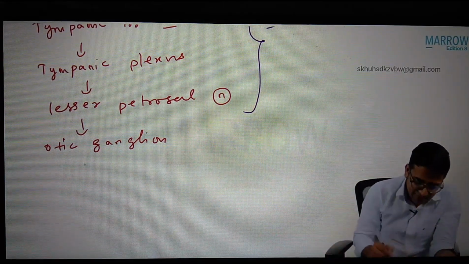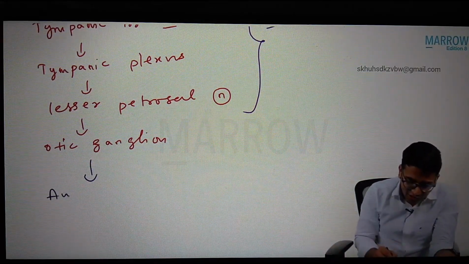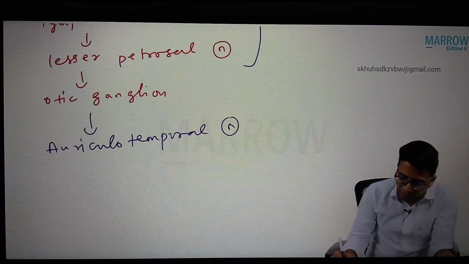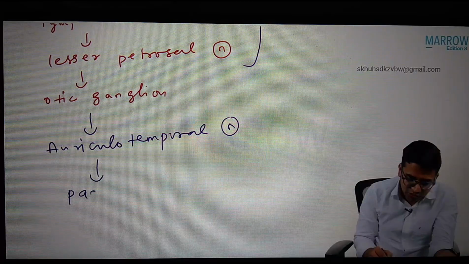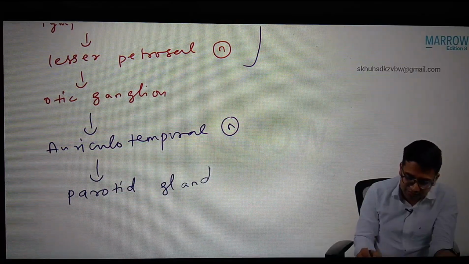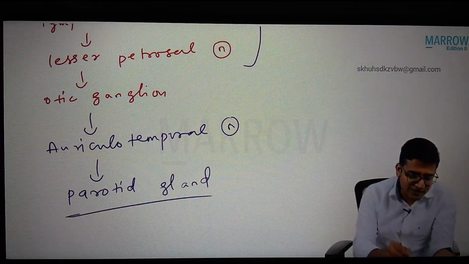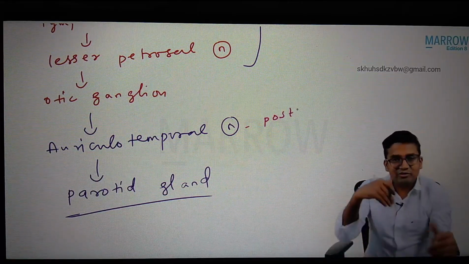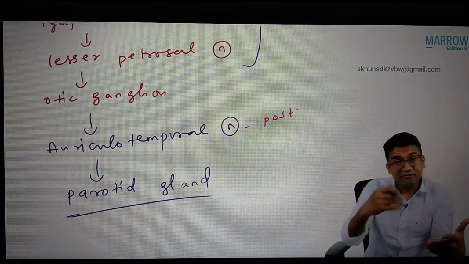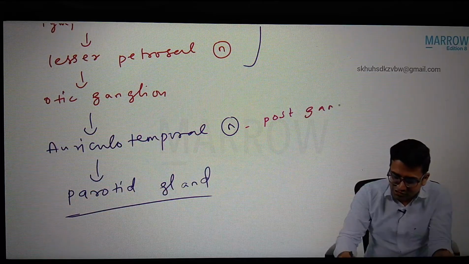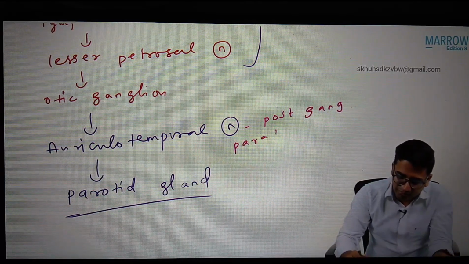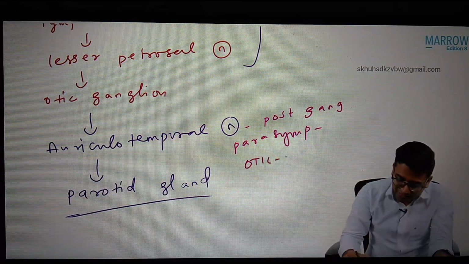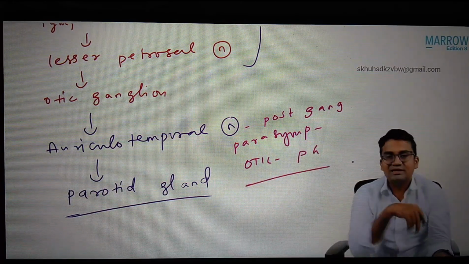Now, from otic ganglion, the fibers are carried by auriculotemporal nerve, and auriculotemporal nerve in turn carries the fiber to the parotid gland. Okay, so auriculotemporal nerve carries what type of fiber? Please remember, which carries the fiber from the ganglion to the gland, after the ganglion. So it is post-ganglionic parasympathetic fiber. From which ganglion? Otic ganglion. To which gland? Parotid gland.